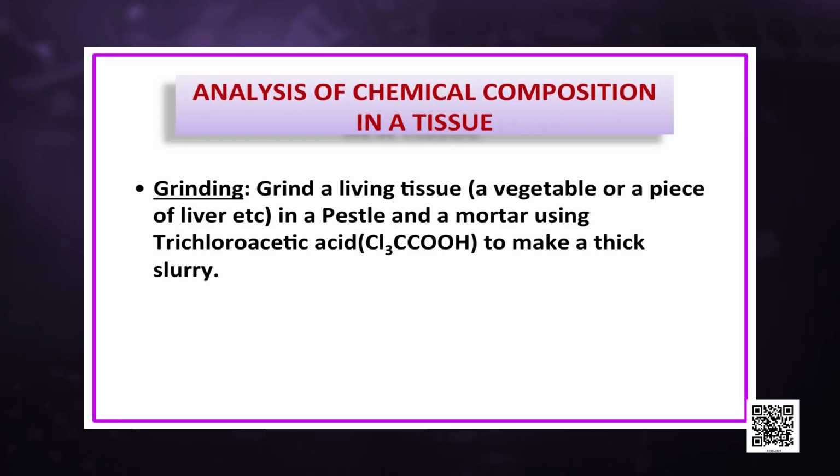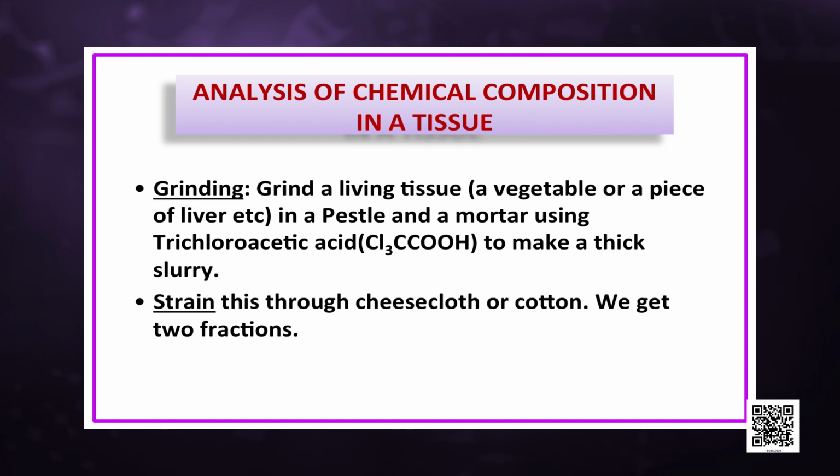We can take either a vegetable or a piece of liver and grind it in trichloroacetic acid. I hope all of you know the formula of acetic acid, which is CH3COOH. If we replace the 3 hydrogen atoms in acetic acid with 3 chlorine atoms, we will get trichloroacetic acid. By using this trichloroacetic acid, grind the tissue using a pestle and mortar to obtain a thick slurry, filter it using a cheesecloth or cotton, and we will obtain 2 fractions.